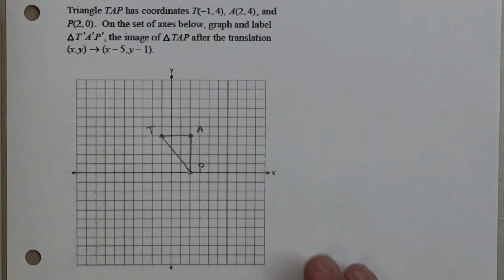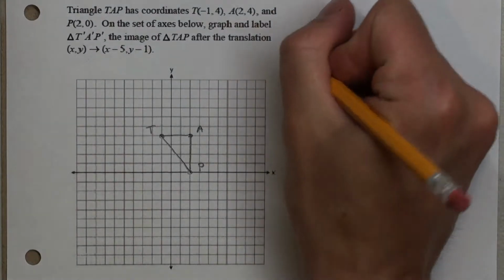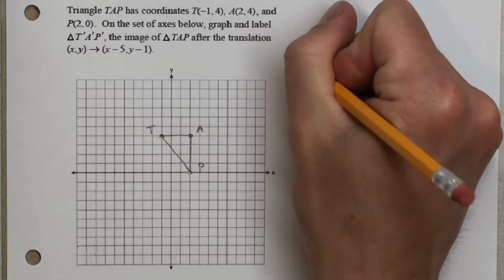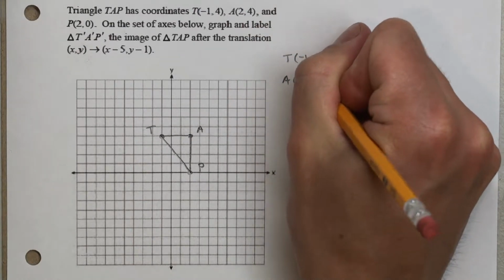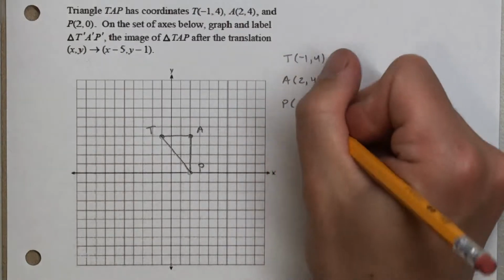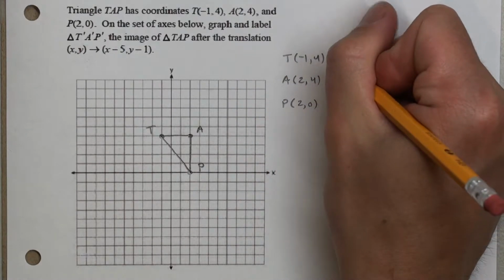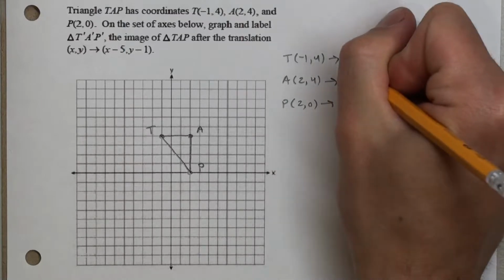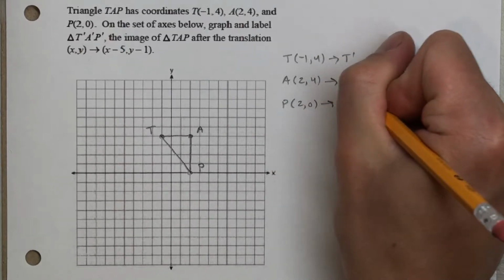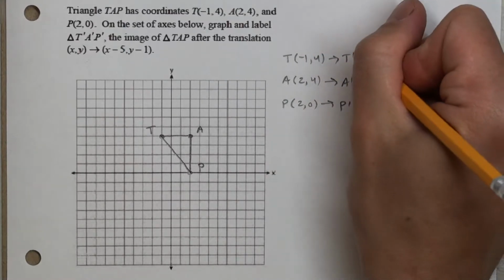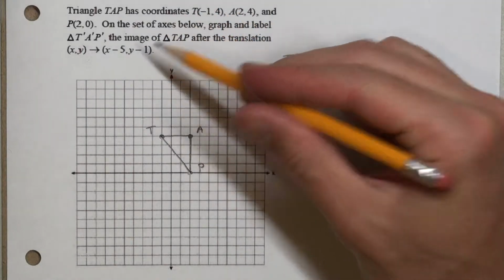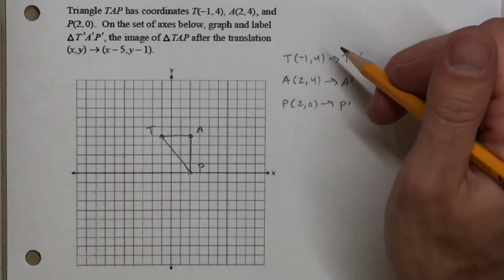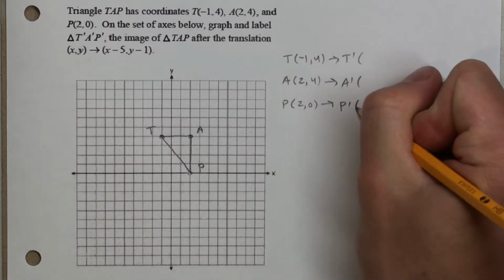Now, T, which is at (-1, 4), A is at (2, 4), and P is at (2, 0). Those are all going to change. We're going to subtract 5 and subtract 1. So first we're going to subtract 5 from all the x's.